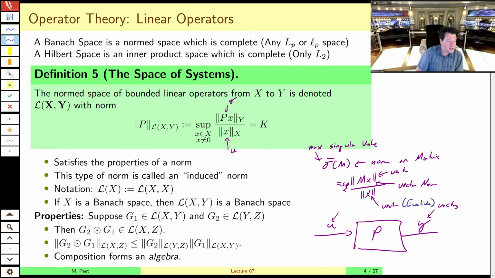In systems, however, remember we had lots of choices for our vector norms, which is really a signal norm. So it could have been L2, L1, L infinity, etc. So we could define y, and we could even define y and x differently, because maybe our system takes something which is finite energy in, say, L1 and produces something which is finite energy in L2. So these can be different.